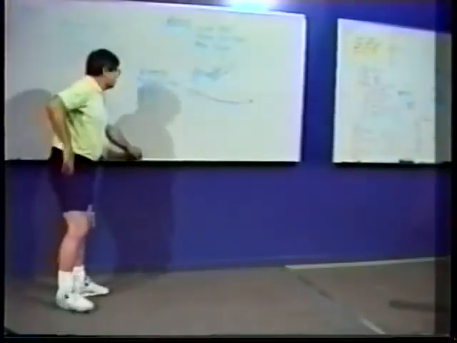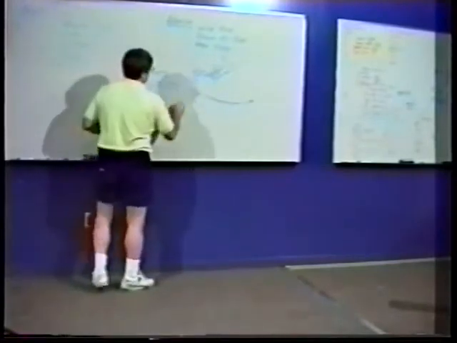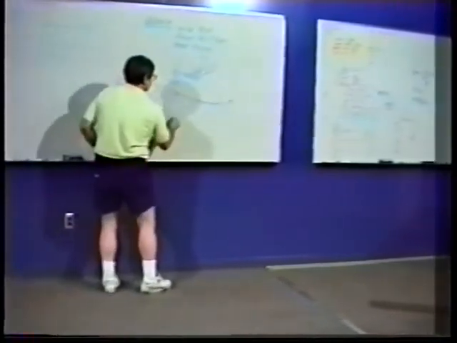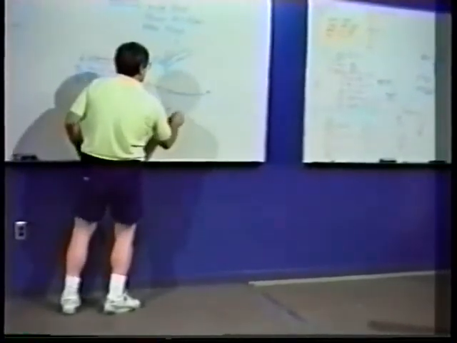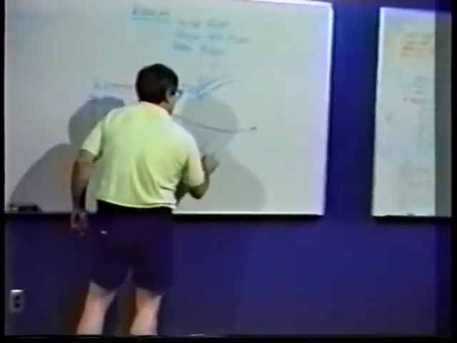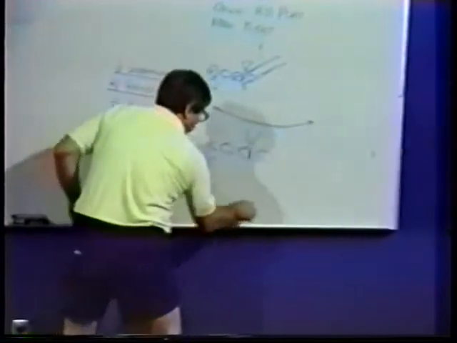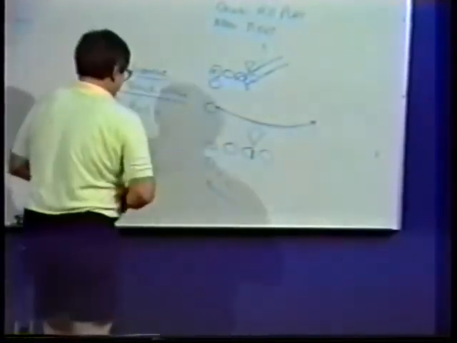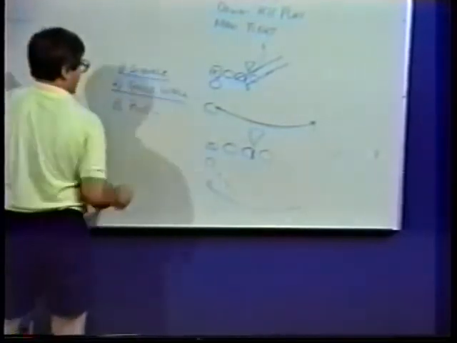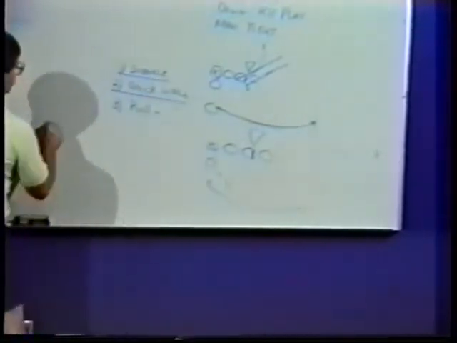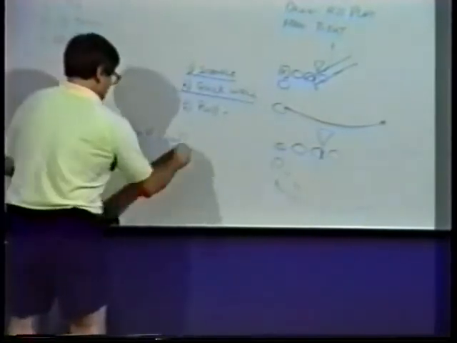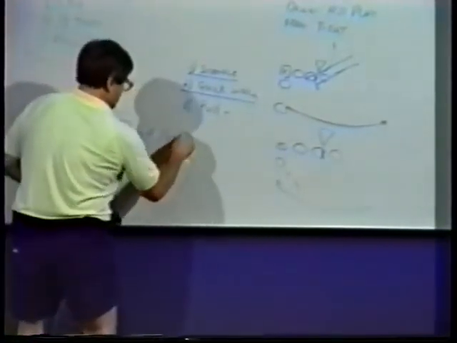A quick wall block now is used when the ball's going outside and the defensive man is tight enough where you can get on them immediately. The ball's going wide right now, so you're not concerned about getting movement. And we use this, a quick wall block. Sometimes the guys call it a jump turn, T-U-R-N, jump turn.